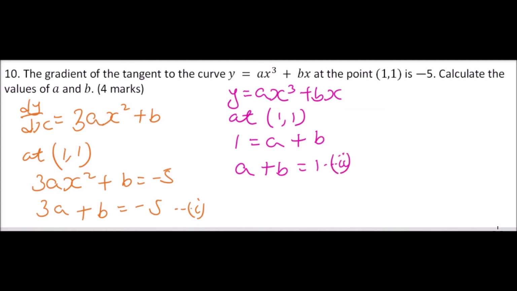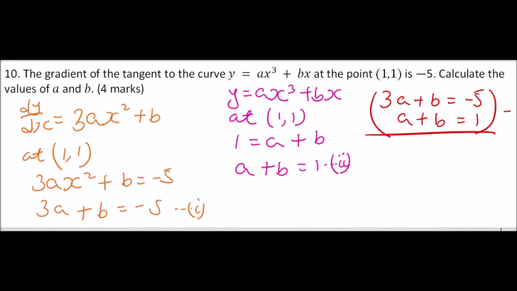So you can see equation 1 and equation 2, they are simultaneous equations, and therefore we can solve them by eliminating one of the unknowns. So 3a plus b is equal to minus 5, and we have a plus b is equal to 1. So we can eliminate b by subtracting. So we will have 3a minus a, that will give us 2a, is equal to minus 5 minus 1, that will give us minus 6. Divide both sides by 2, you get a is minus 3.